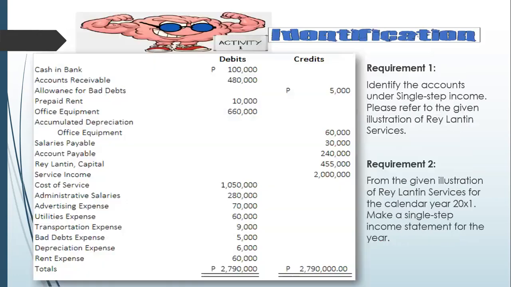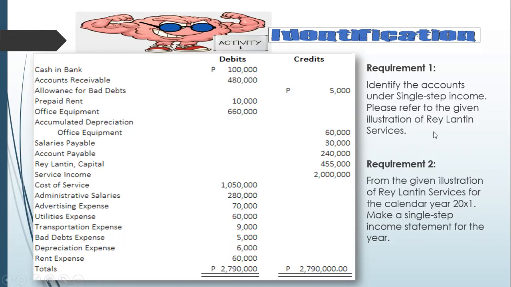So, yung activity nyo po, gagawa po kayo, katulad lang din po dito sa illustration natin. Ito kasi yung activity nyo. So, pinakita ko na. Requirement 1, identify the accounts under single step income. Please refer to the given illustration on Ray Lantin Services. Ito po si Ray Lantin Services. Okay? So, ito po yung illustration. You need to identify the accounts under single step income. Okay? Dito sa mga accounts na to, identify nyo dyan kung ano yung under single step. Then, requirement 2, from the given illustration of Rayland Clean Services for the calendar year 20X1, make a single step income statement for the year.